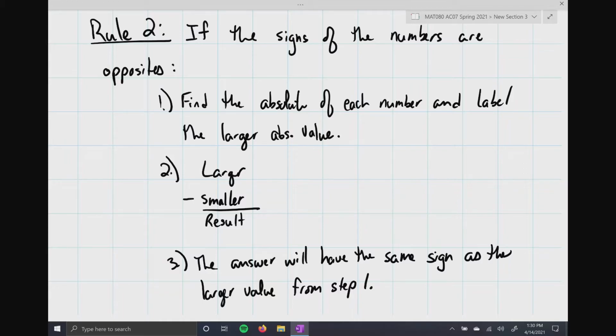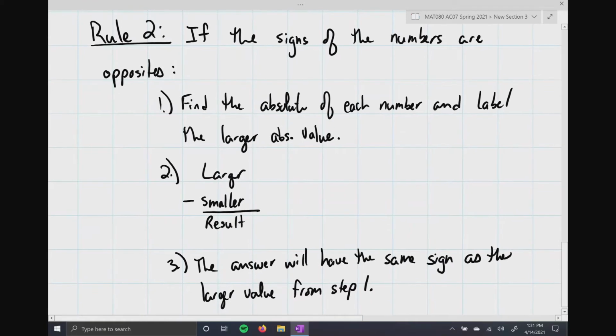Then, step 2, you're going to subtract the smaller number from the larger number. So all I did is write larger up top minus smaller, and you're going to get a result. And then step 3 is where you determine what the sign is. The answer will have the same sign as the larger value from step 1. Okay? All right, so I'll wait a second here so you can write this down. And then we're just going to do a bunch of examples, okay?